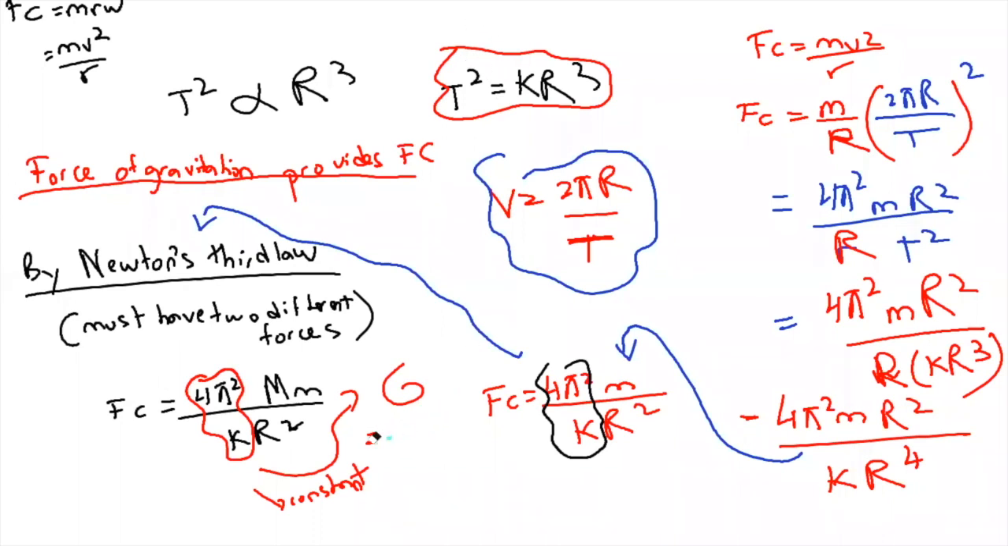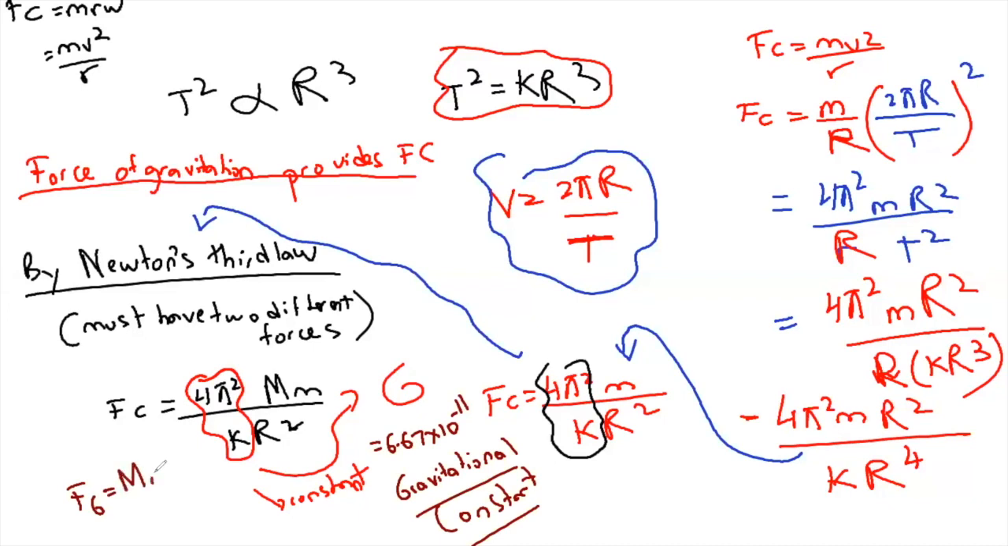Let me make it a bit cleaner. Okay, 6.67 into 10 raised to power minus 11. And that's the gravitational constant. So it's called the gravitational constant or gravitation constant. Call it what you like. Okay, and then we finally get Fg is equal to G m m over r squared.